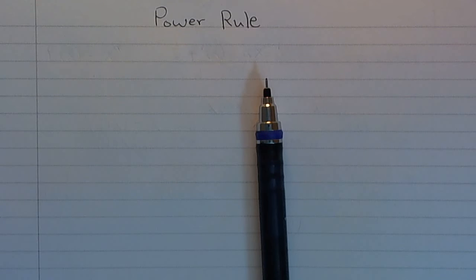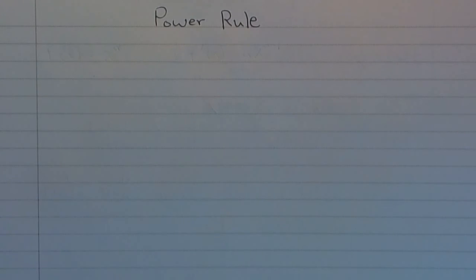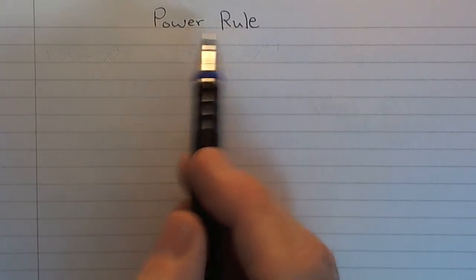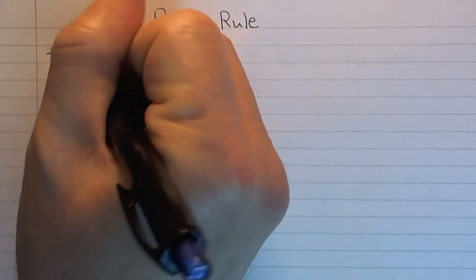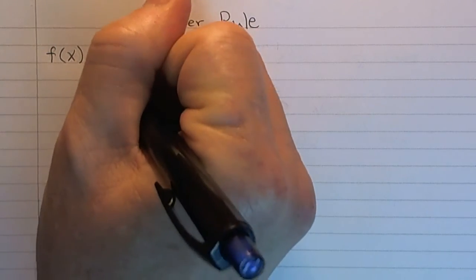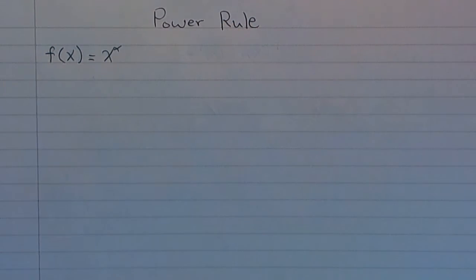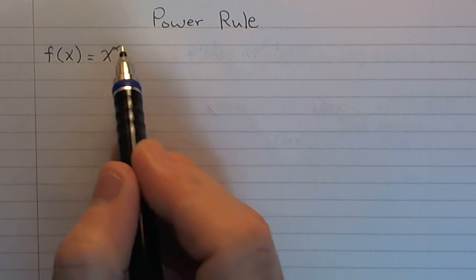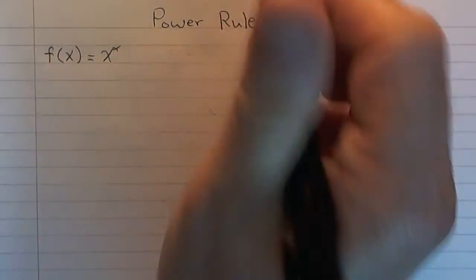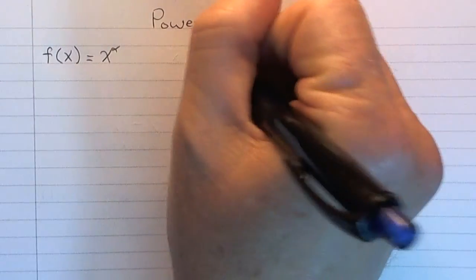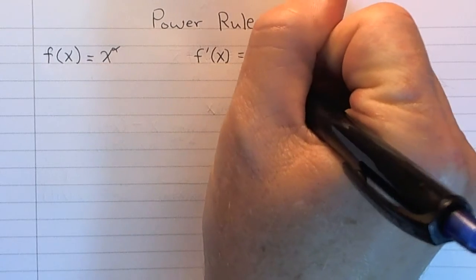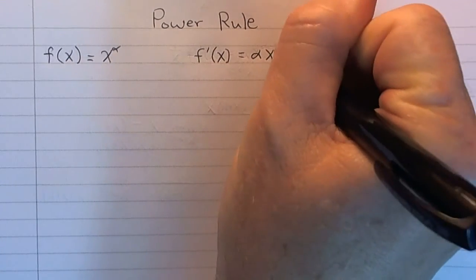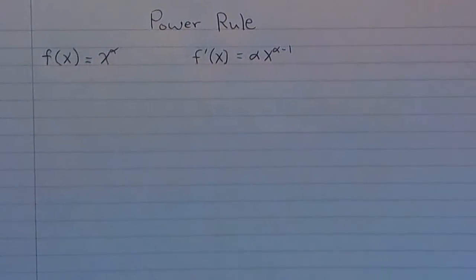What we're going to look at now is a shortcut to differentiation, one of many shortcuts. It's called the power rule, and it deals with finding the derivative of a function like this, where alpha up here is just some real number. This is x to the alpha. And what the power rule tells us is that the derivative, f prime of x, is equal to alpha x to the alpha minus 1. It's a shortcut.